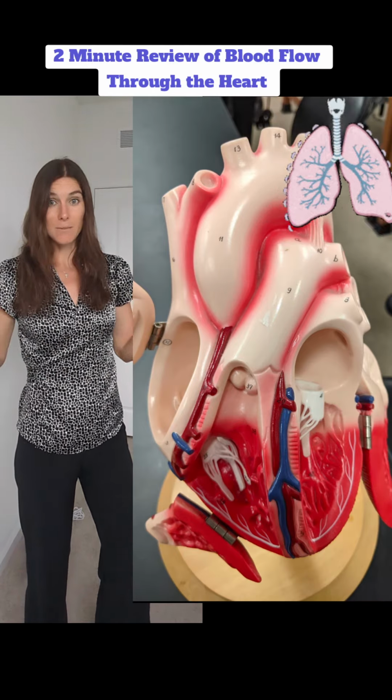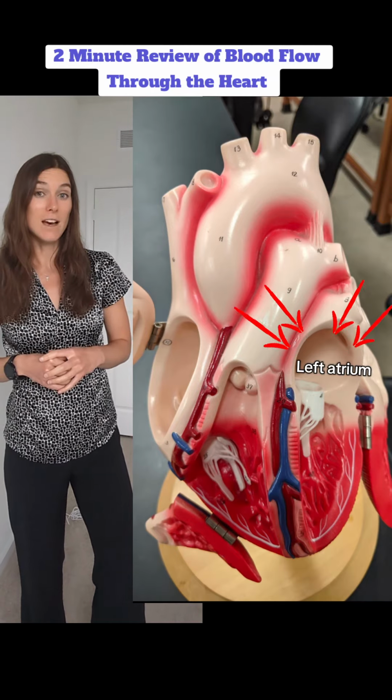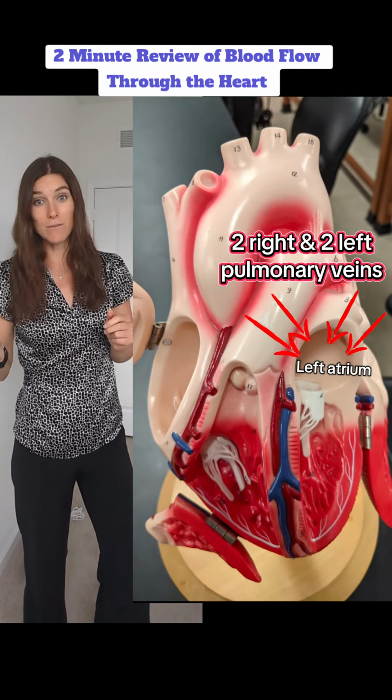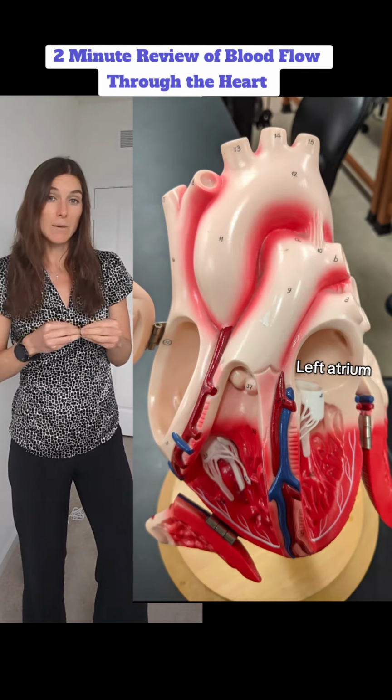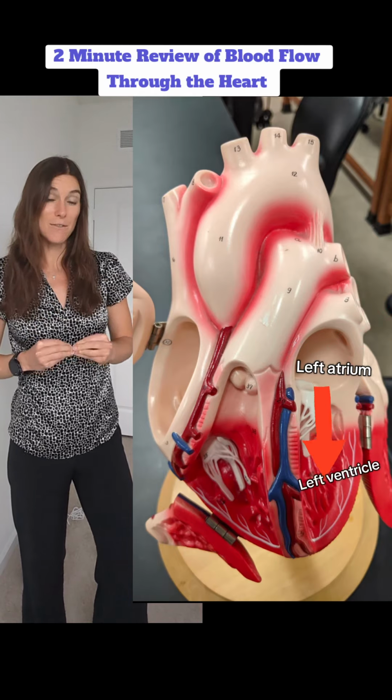Then the blood becomes oxygenated and is returned to the left atrium of the heart via one of 4 pulmonary veins. We have 2 right pulmonary veins, 2 left pulmonary veins. The oxygenated blood is returned to the left atrium. From the left atrium, the blood moves to the left ventricle.